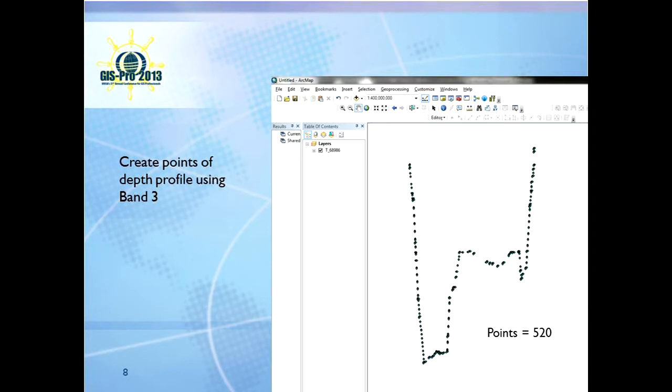So these are the points using band 3 of the river profile. All of them have associated elevation and distance values, but there's too many. It's an overrepresentation, and this can't be used for interpolation due to oversampling.